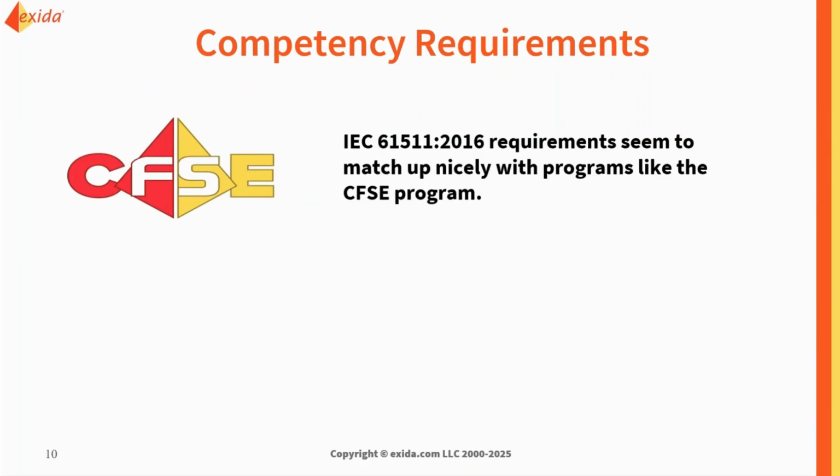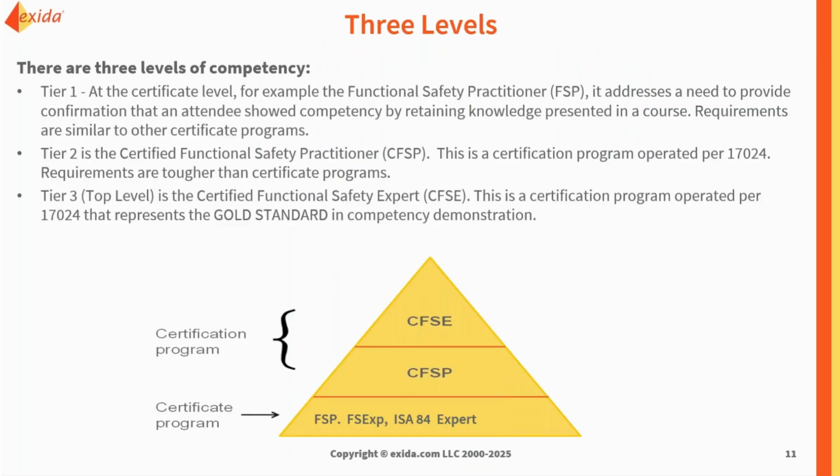So when we look at the competency requirements that are in 1511, we seem to have a nice match with programs like the CFSE program or the CFSP program. And you can look at this as 3 levels of competency, if you like. The certificate program, people can get certificates fairly easily. There's quite a few providers, so it's fairly easy to choose a provider to get the certificate program. But then when you move on to the certification program, you will be looking at a high level of competency.